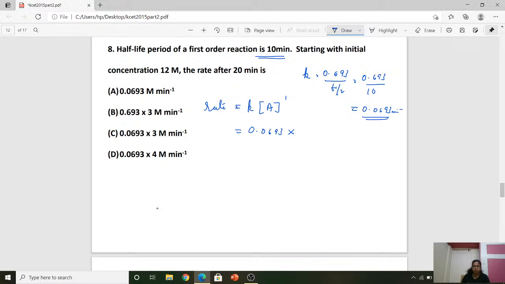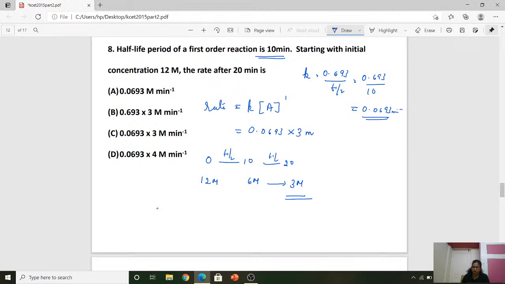10 to 20 minutes, isn't it? So 10 minutes means one half life. So 0 to 10 minutes means one half life. Correct? So 10 to 20 means another half life. At the 0th minute, initial concentration is given as 12 molar. After one half life, it becomes 6 molar. After another half life, the concentration becomes 3 molar. So when the time is 20 minutes, the concentration of A is 3.